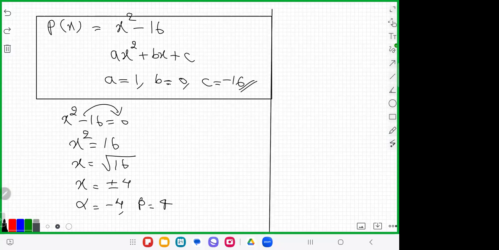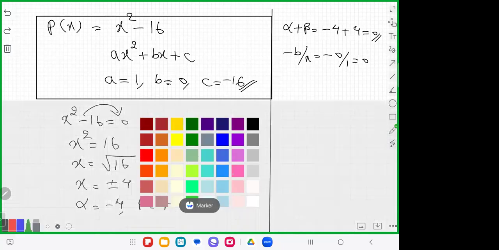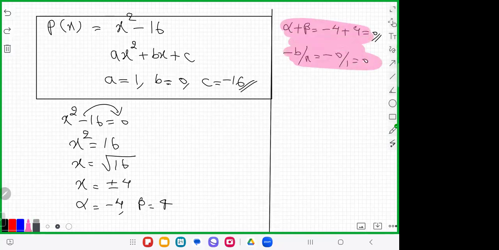So we need to find alpha plus beta. What is alpha plus beta? Negative 4 plus 4 is 0. And check what is minus b by a. That is minus 0 by 1, that is also 0. So both are same. So we can say that alpha plus beta is equal to minus b by a. The first part is verified.